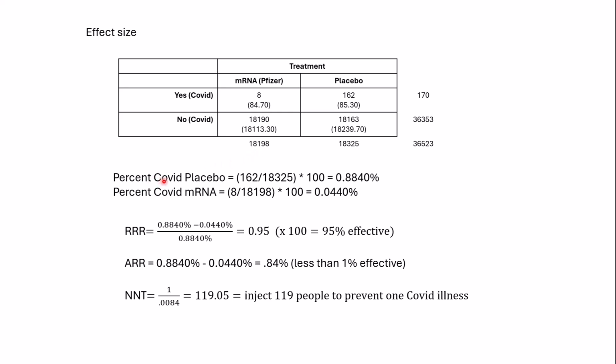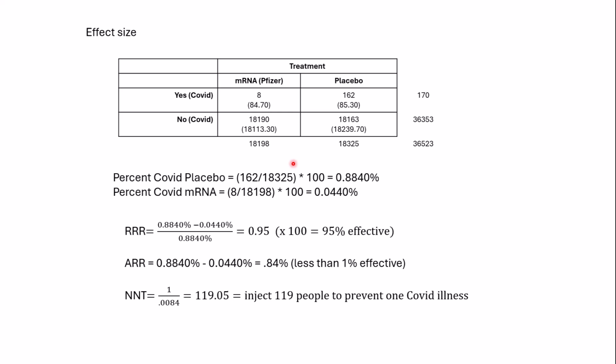So notice here, percent COVID if you took the placebo. I take the 162 and divide it by the total number of people who took the placebo. So 162 divided by 18325 times 100, and that gives me 0.884%. So a very tiny percentage of people who took the placebo actually got COVID.